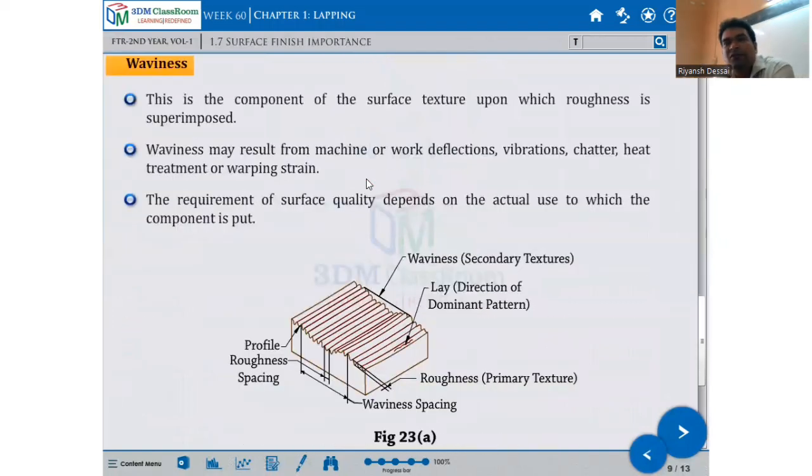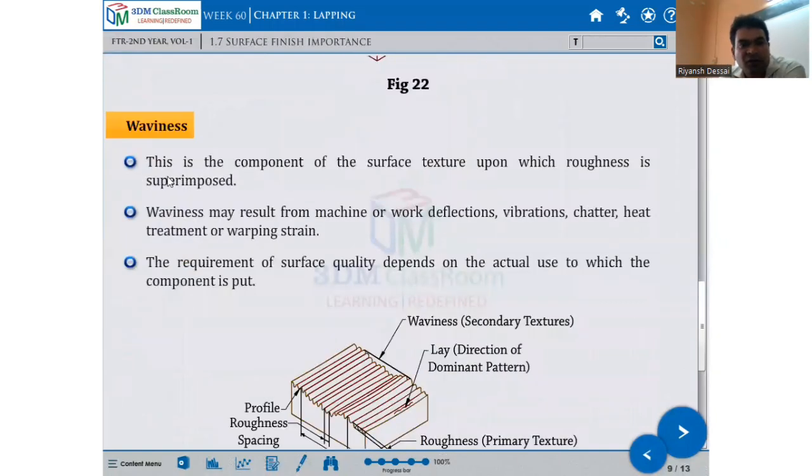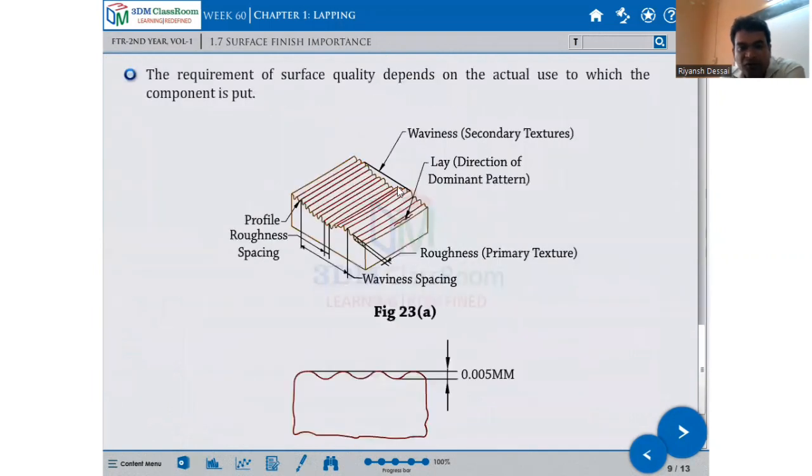Now, this is the waviness. Yesterday, I told you what waviness is. This is the component of surface texture upon which roughness is superimposed. And waviness may result from machine or work deflection, vibration, chatter, heat treatment, or warping strains. The required surface quality depends on the actual use to which the component is put. So these are the waviness, secondary texture.